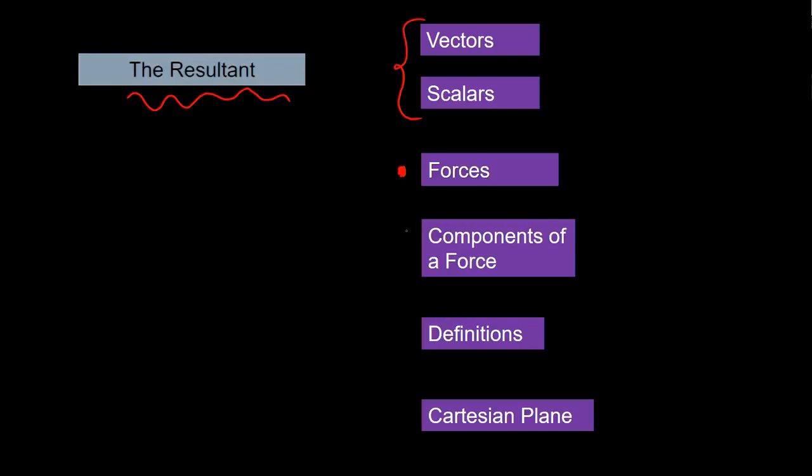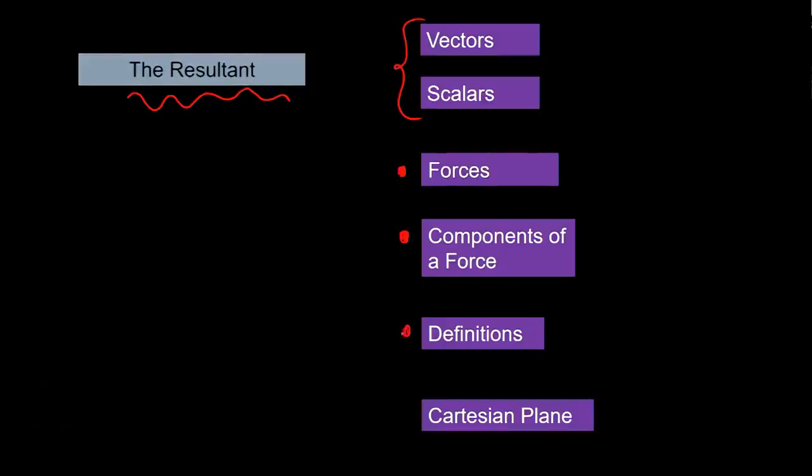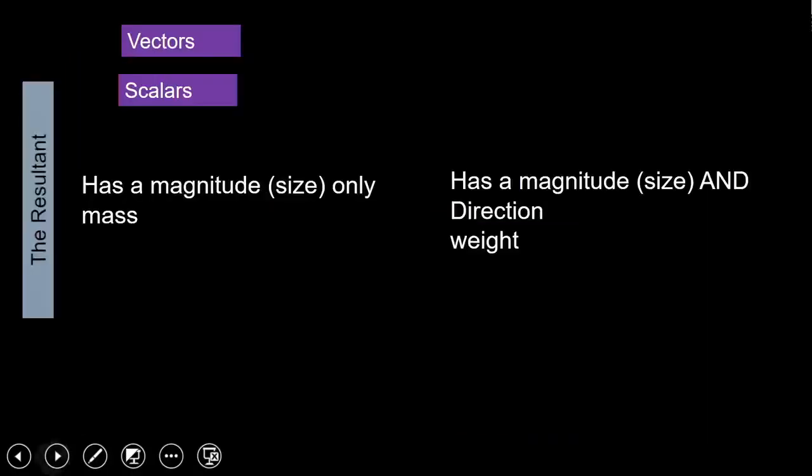Then we're going to have a look at component of forces. So if we take a vector and we break it up into its components, what does that look like? We have got two scenarios. We've got one where an object's on a flat surface, and we have another scenario where an object is on an incline, on a slope. So we need to unpack that a little. We need to learn our definitions, of course, and then we're going to look at what is a Cartesian plane. Isn't that interesting?